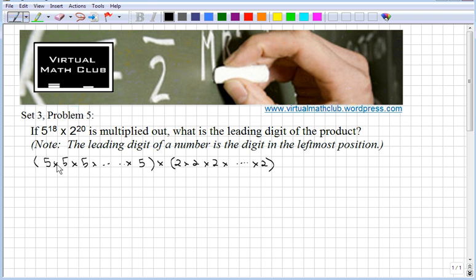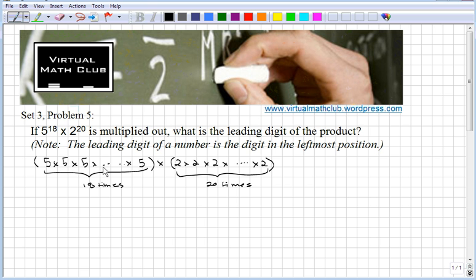Alright, so we have 5 to the 18th, so that just means 5 multiplied times itself 18 times. We have the 5 repeated 18 times, and over here we have 2 to the 20th, and 2 to the 20th is just 2 multiplied times itself 20 times. Okay, so imagine that I wrote out 18 fives and 20 twos. I'm not going to take the time to write those out. It'd be too long, and so that's just the definition of what an exponent is.